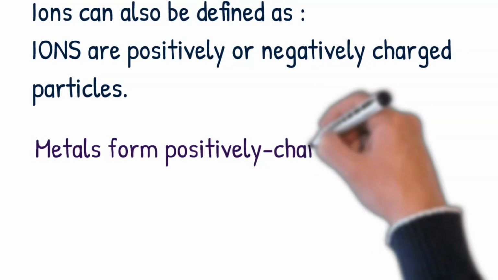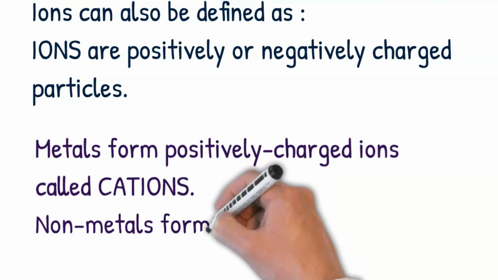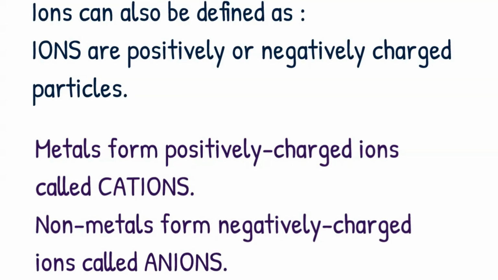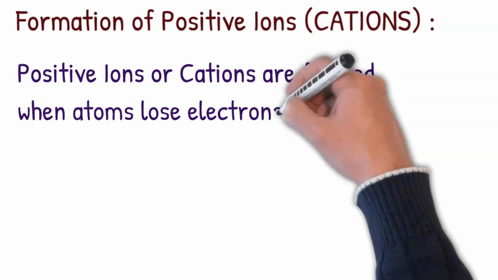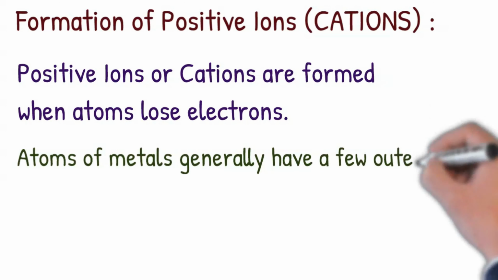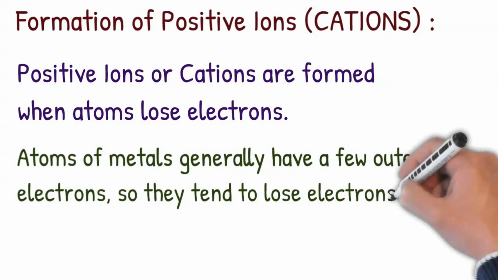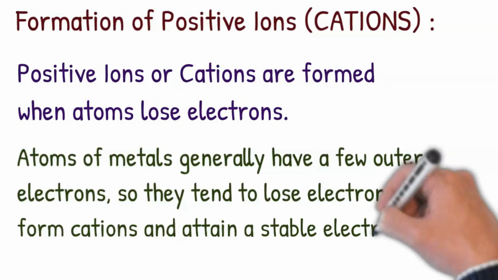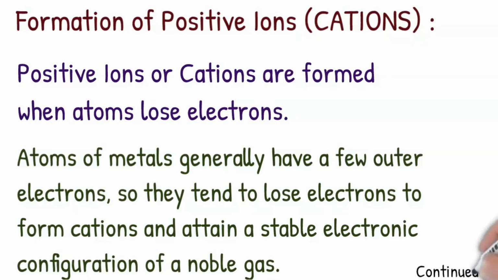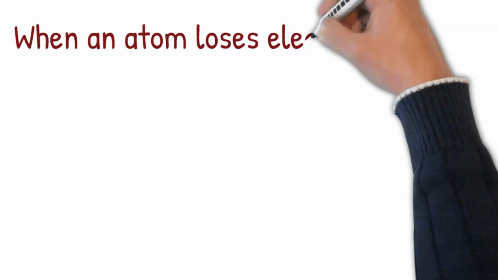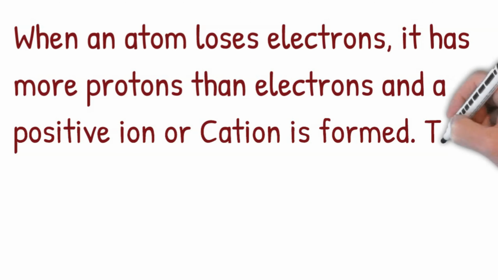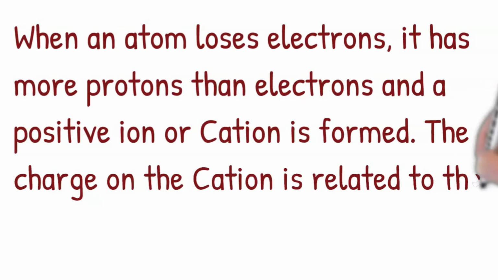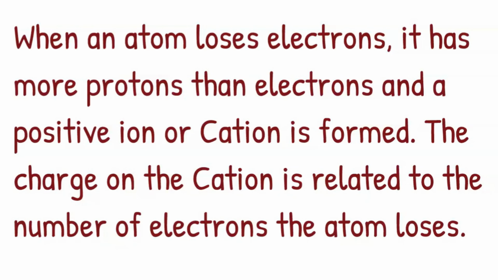Metals form positively charged ions called cations. Non-metals form negatively charged ions called anions. Formation of positive ions, cations: positive ions, or cations, are formed when atoms lose electrons. Atoms of metals generally have a few outer electrons, so they tend to lose electrons to form cations and attain a stable electronic configuration of a noble gas. When an atom loses electrons, it has more protons than electrons and a positive ion or cation is formed. The charge on the cation is related to the number of electrons the atom loses.